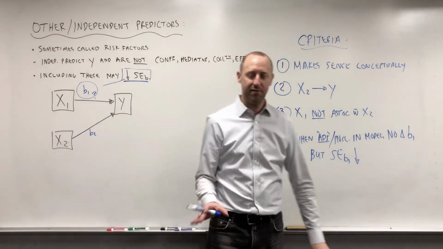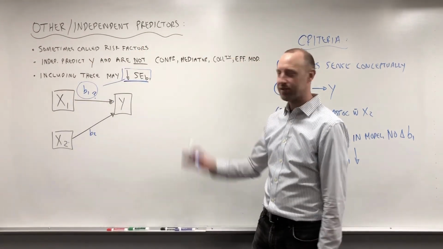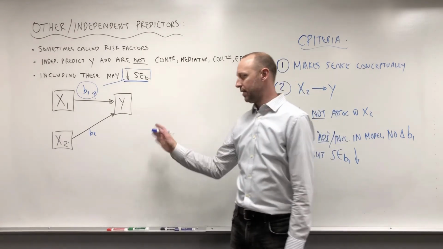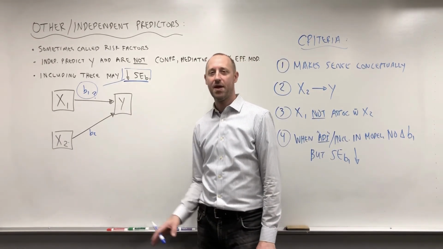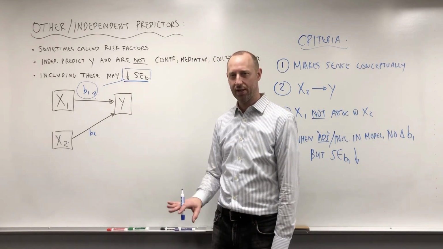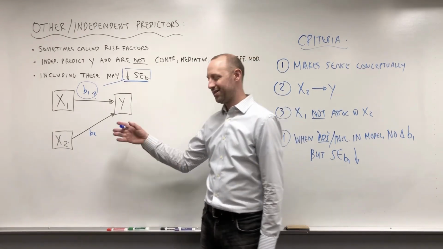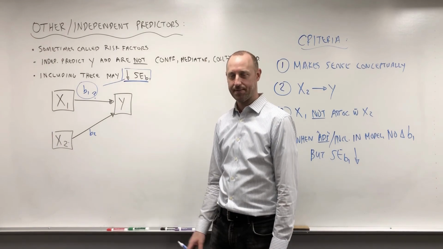So this is just the idea of independent predictors, or what are sometimes called risk factors. We talked about the arguments for including them, and the arguments for excluding them. And I personally take it on a case-by-case basis.